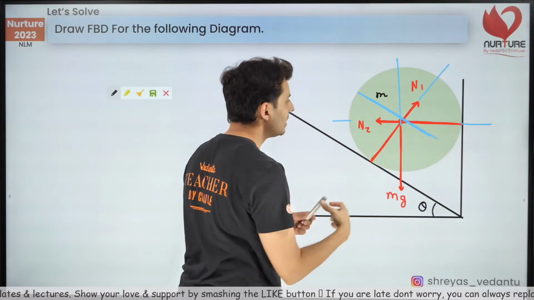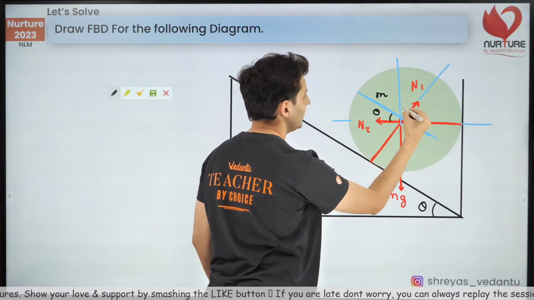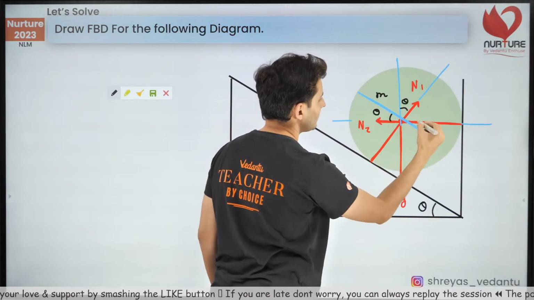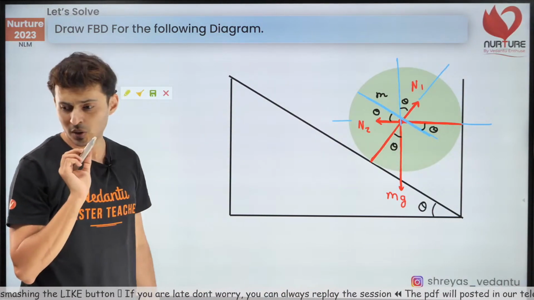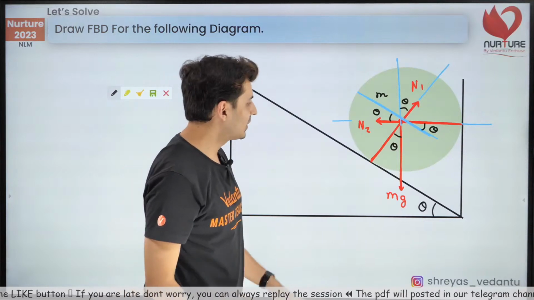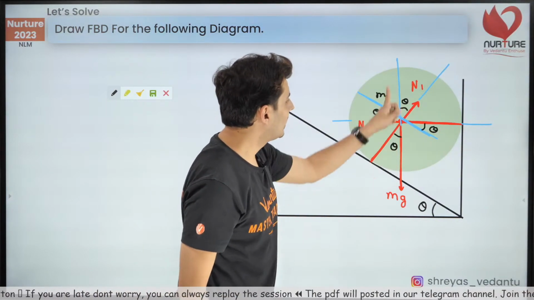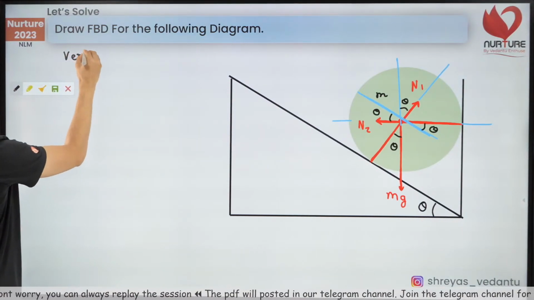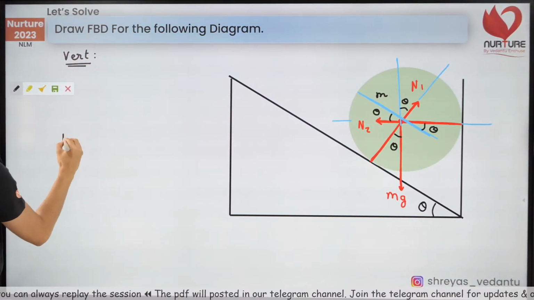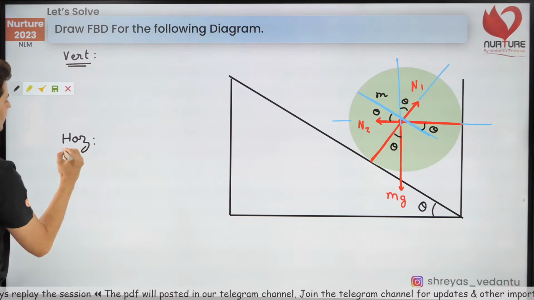If this is theta, it's very obvious. This is also theta, this is also theta, and this is also theta, and this is also theta. Correct? Now think about it. In the vertical direction, separate, and in the horizontal direction, separate.